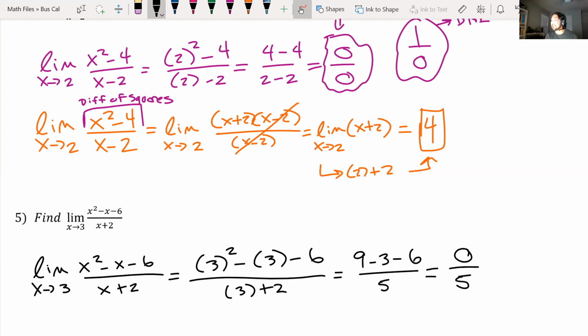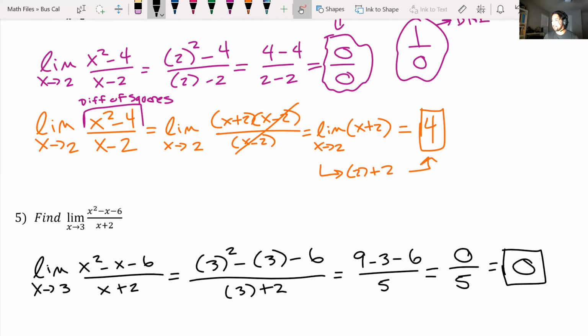Careful. 1 over 0 is undefined. 0 over 0 is indeterminate. 0 over any number is 0. Don't confuse yourself.